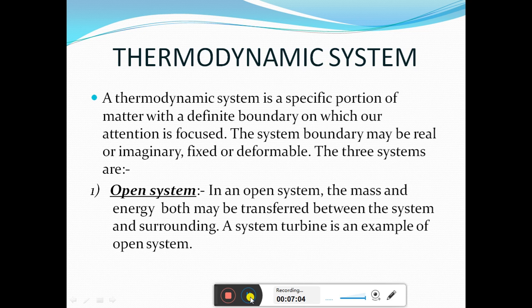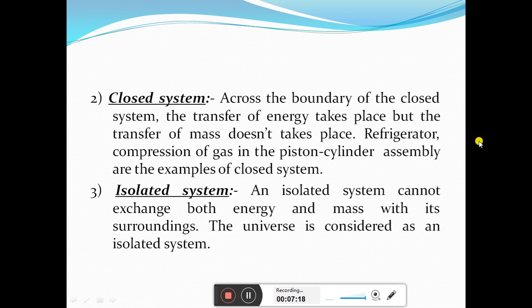Open system. In an open system, mass and energy both may be transferred between the system and surroundings. A steam turbine is an example of an open system. The next is the closed system. Across the boundary of a closed system, the transfer of energy takes place, but the transfer of mass does not take place. A refrigerator and compression of gas in a piston-cylinder assembly are examples of closed systems.